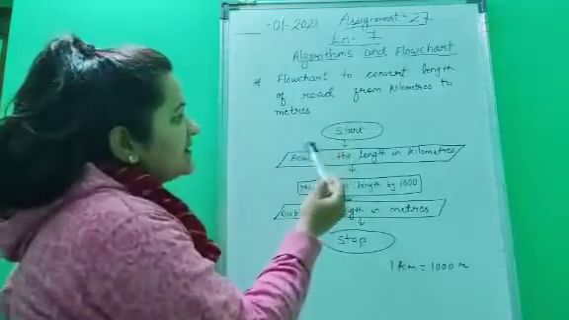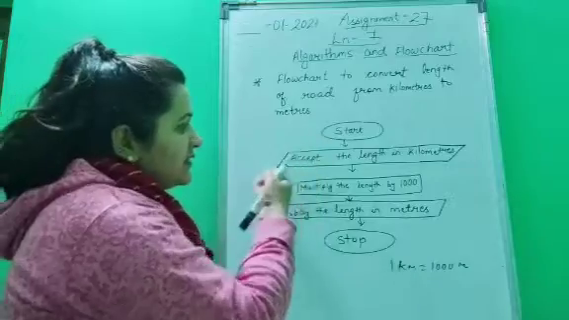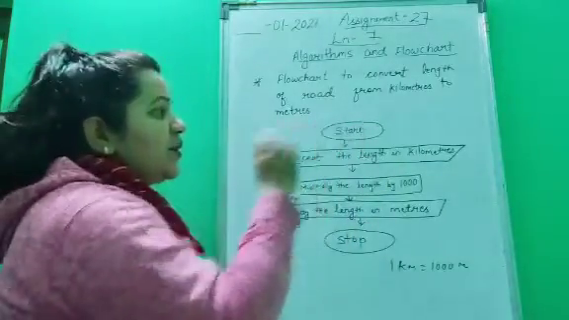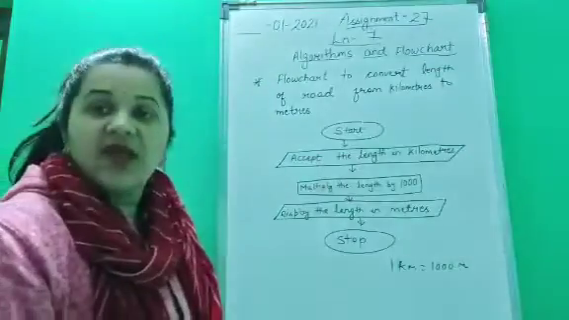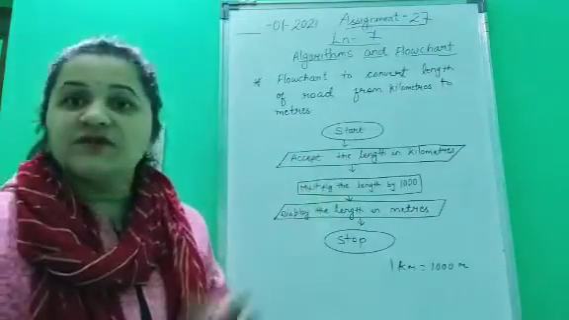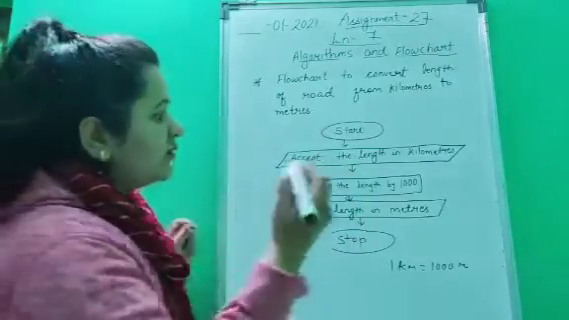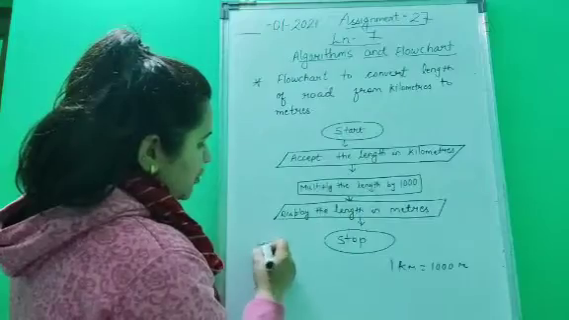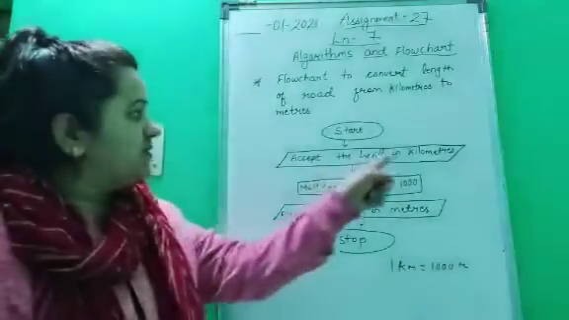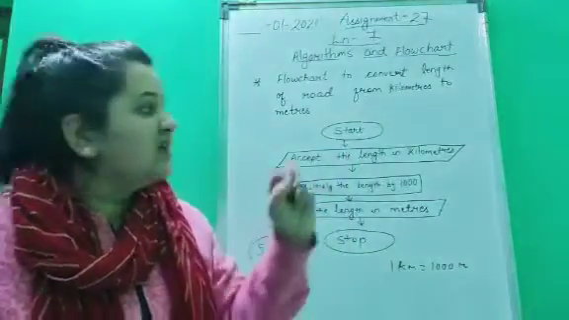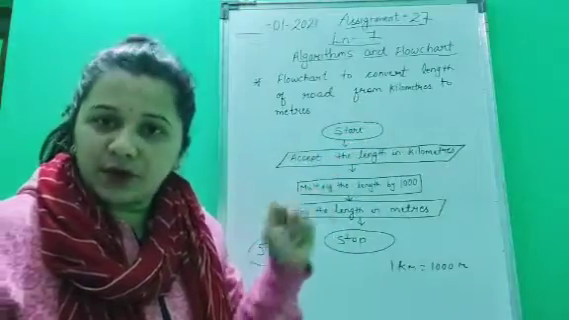Now the second step is accept the length in kilometers. Now children, this instruction is written inside the input output box, which is parallelogram in shape. Why is it written inside the input output box? Because here we are accepting the value. Suppose I am asking you to convert 5 kilometers into meters. I am giving you this value, 5 kilometers, so here you are accepting the length in kilometers. So this instruction should be written inside the input output box.